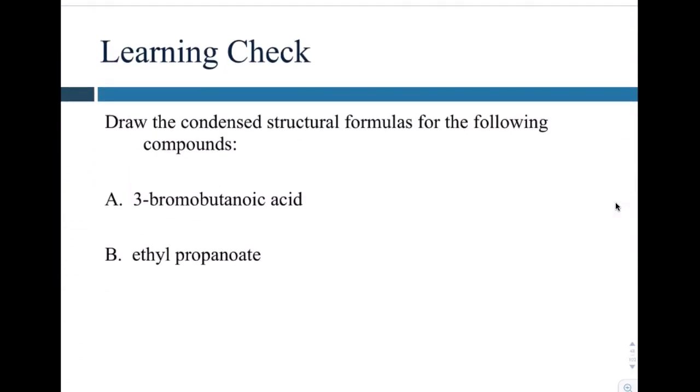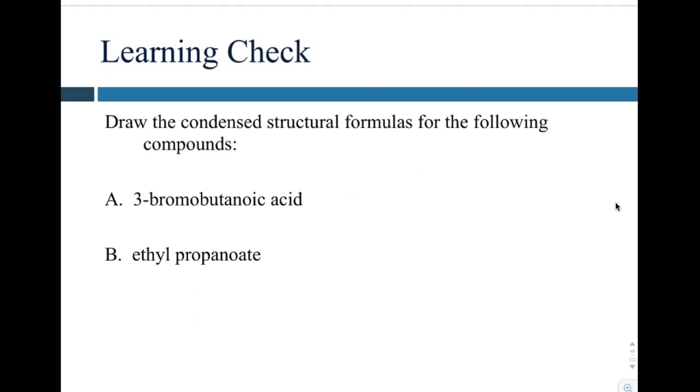So, we're going to figure out how to take the name now, and we're going to make it into the condensed structural formula. So you can draw a condensed structural formula. If you really want to get crazy, you could draw a line formula. Just make sure you can relate those two back together. So give me a pause and do these.